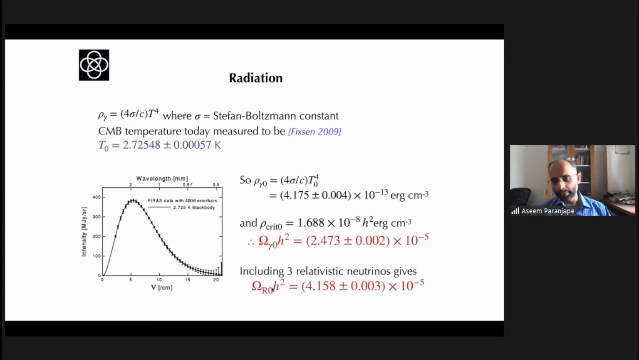Now, in reality, the neutrinos have mass because astroparticle experiments and lab experiments have told us this. So this is not exactly a correct calculation, but for the purposes that we are interested in, this is a reasonable calculation because especially the number that we are talking about is a very small fraction compared to unity. Okay, so this is as far as the radiation energy density is concerned.